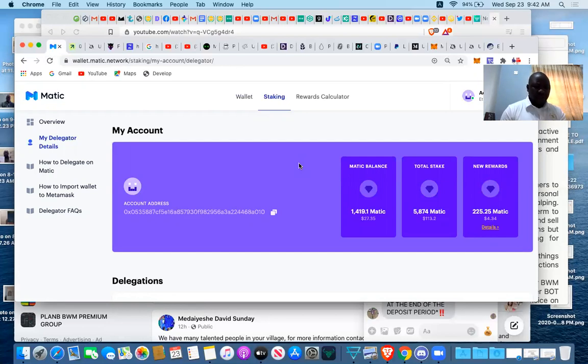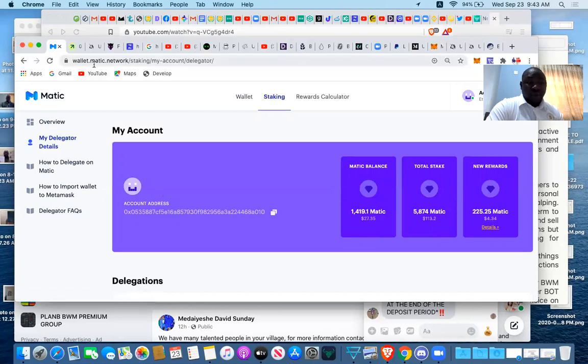Okay, I'll see the wallets. Okay, so this is Matic. The best thing is to ensure you keep Matic in your MetaMask. Look at this example. The Matic is connected to MetaMask and not Trust Wallet. So you keep enough Matic in your MetaMask.